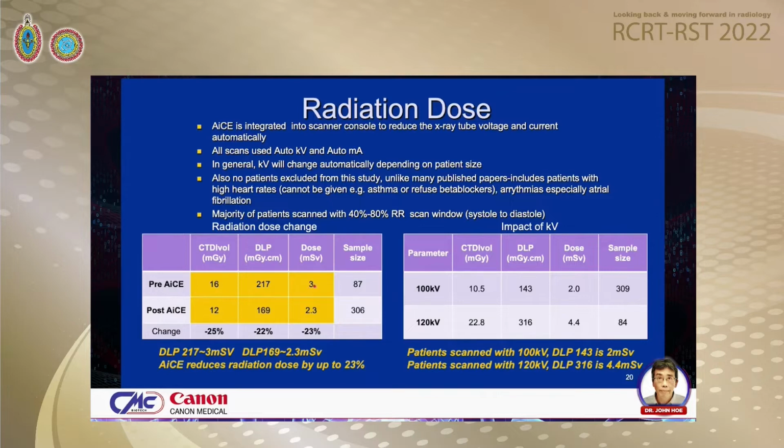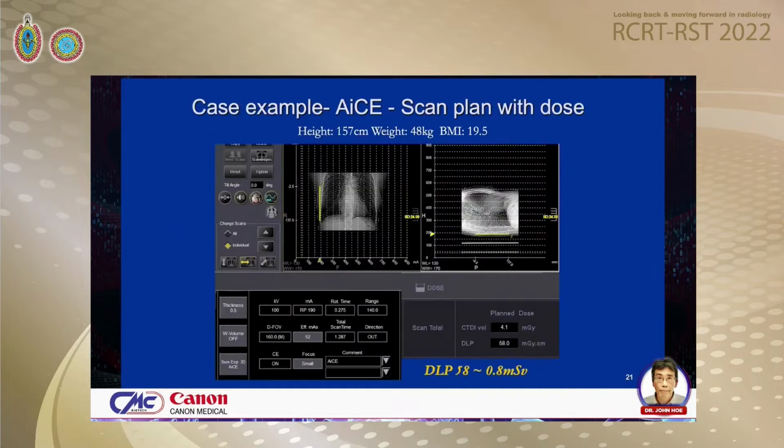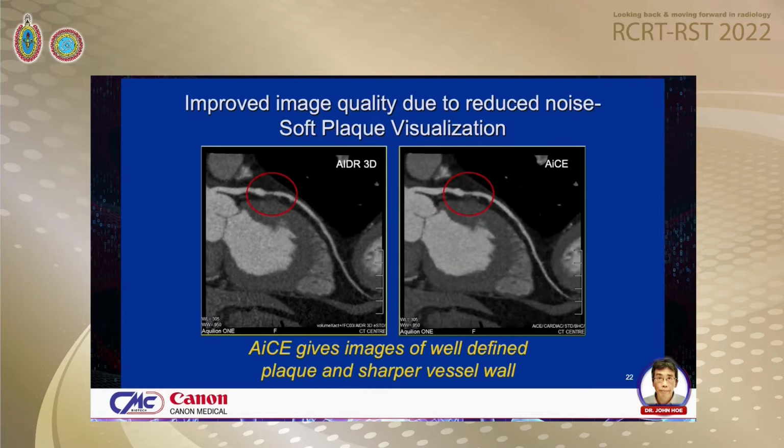The dose reduced using AICE by up to 23%. And of course, if you increase the KV, the dose does increase. But this is usually for larger patients. So here's an example of a patient on the scanner table, and this is the console shot, and the dose was 0.8 millisieverts. You can see the image quality.